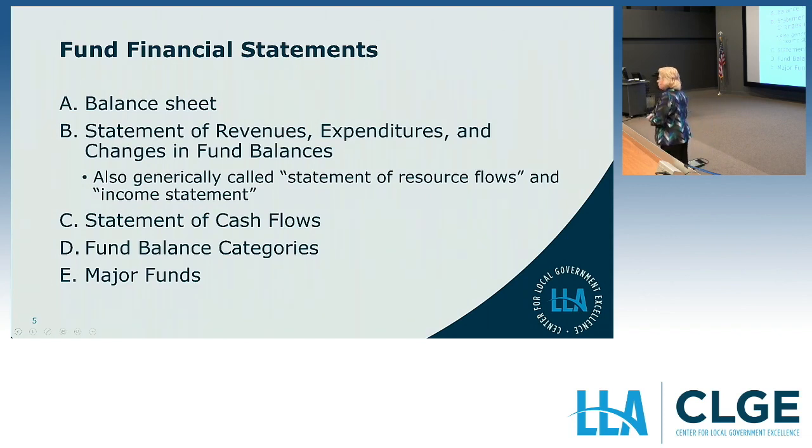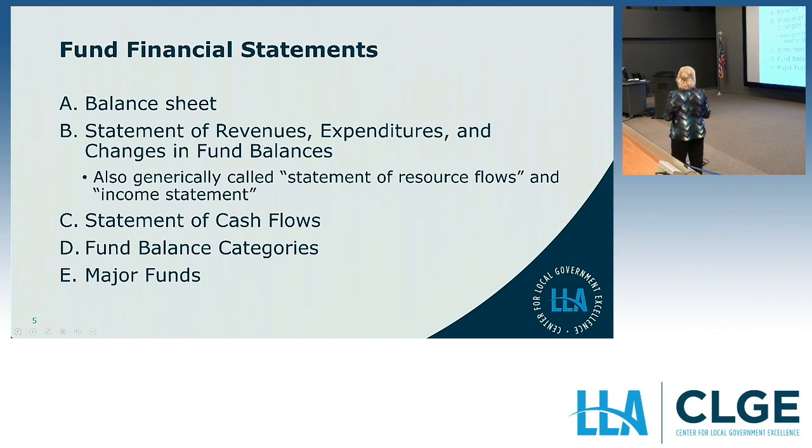So fund financial statements, we have a balance sheet, and then it is called the statement of revenues, expenditures, and changes in fund balances. That's the technical name. That is a mouthful, so I will use the generic term, an income statement, right? So that's revenues, expenses. That's where that one is. Then some funds have a statement of cash flows. You need to stay tuned to know which ones have those.